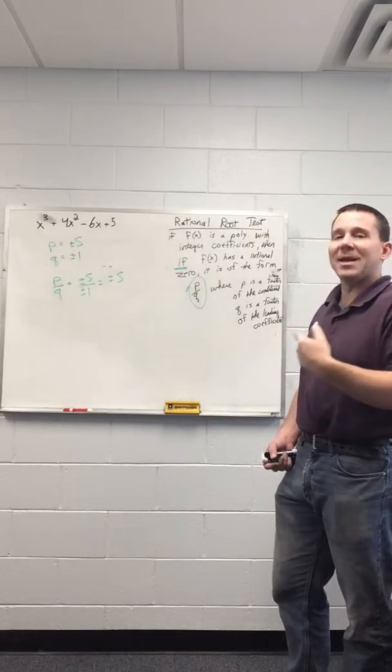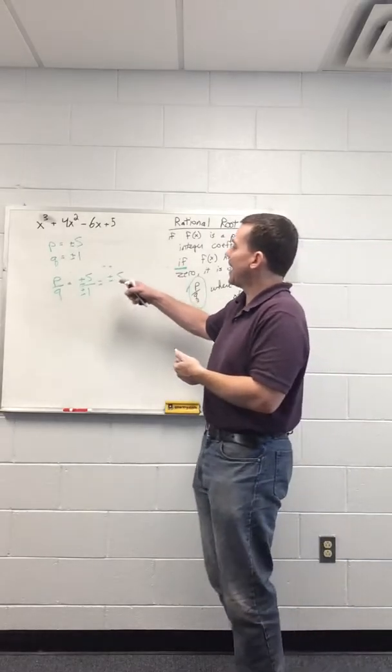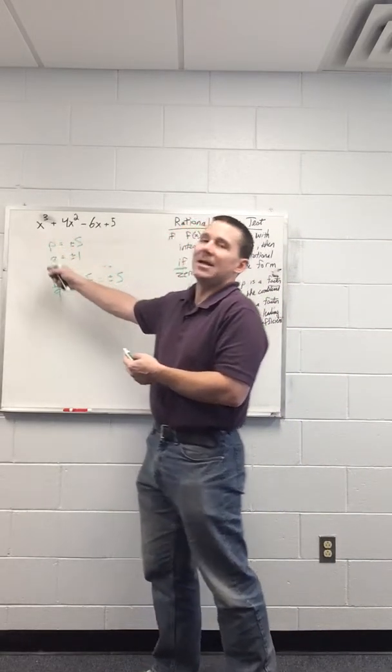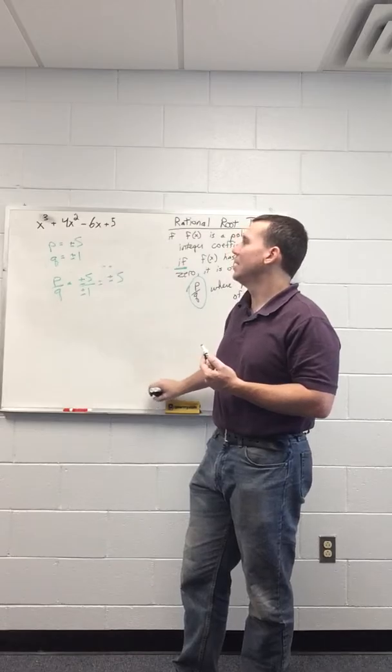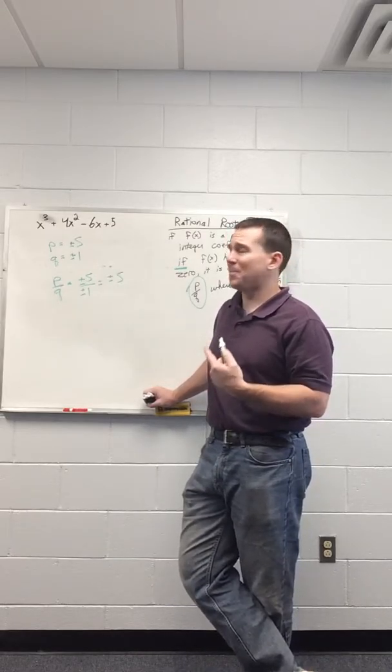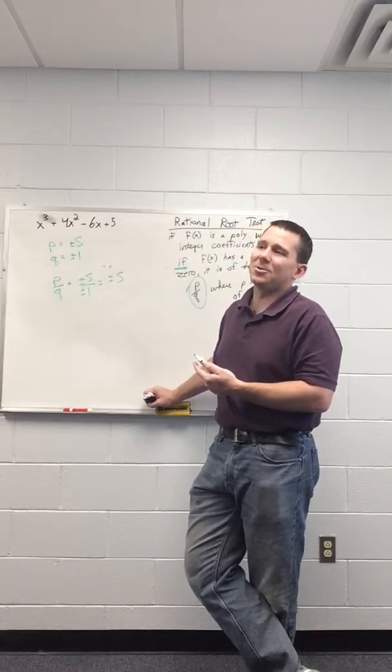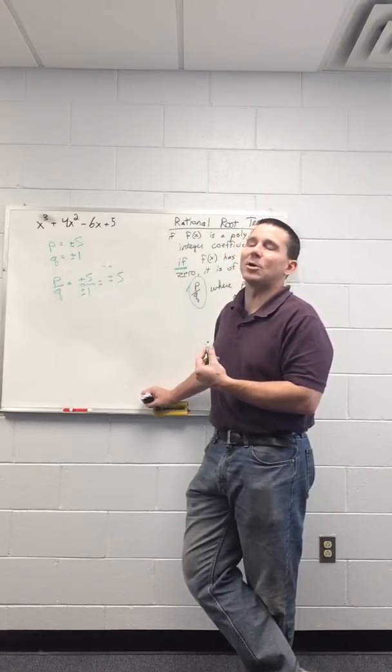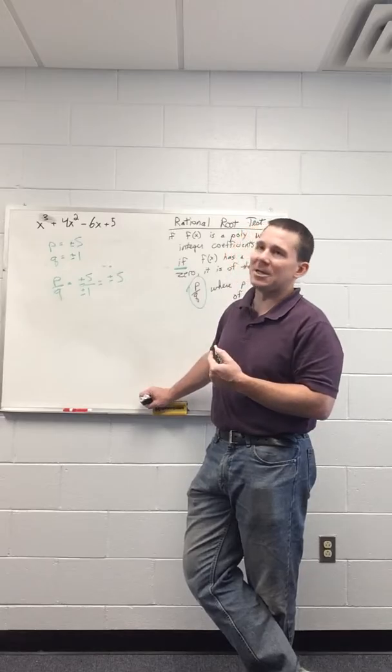Now I can use the remainder theorem. I can plug in 5 or negative 5 into that. If one of them gives me 0, then it's a 0 and I'm good. If neither of them gives me a 0, then there's no rational zeros, and essentially we're going to have to use some other more complicated trick to try to find the zeros of it.